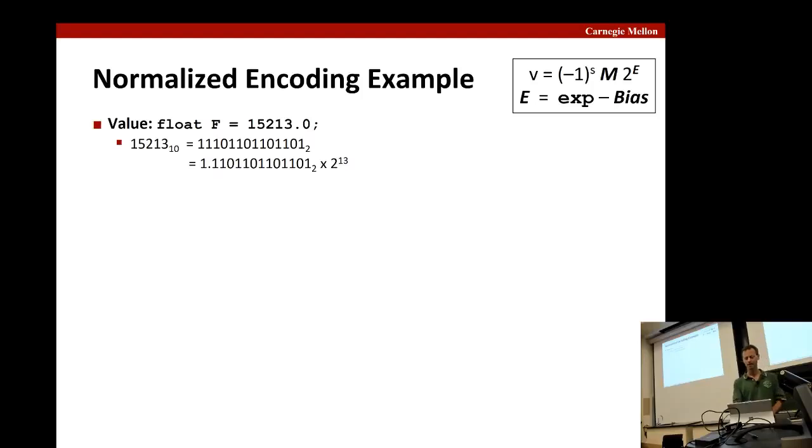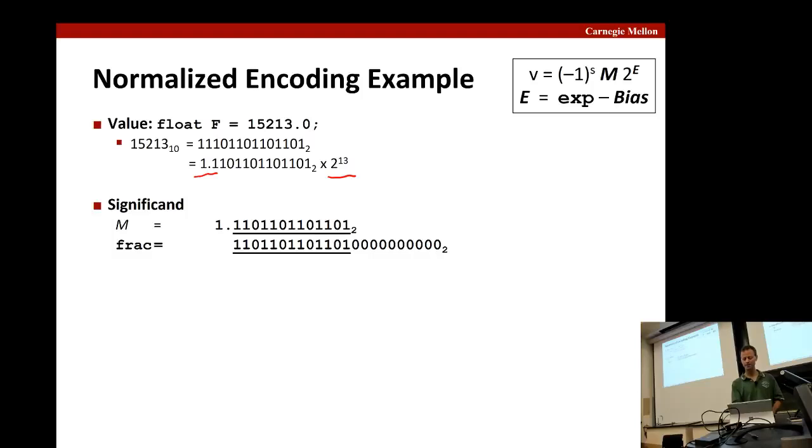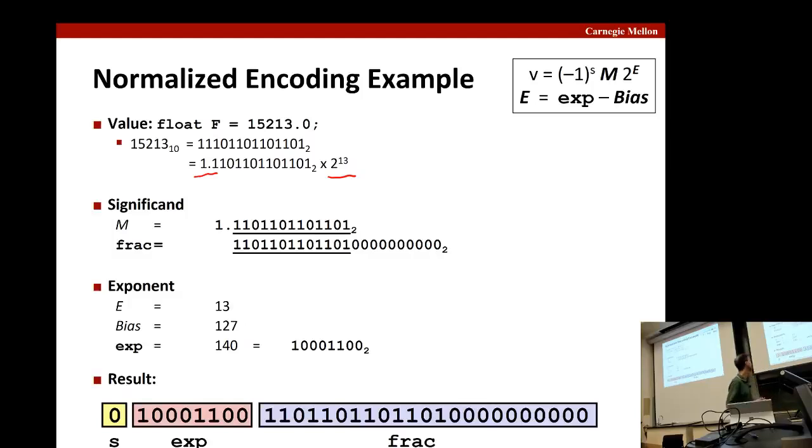if we put it in the form where you have a 1 followed by a dot, then the power you need for that is 13, so it's 2 to the 13th. All the rest of the bits become part of the fraction, and it turns out we have more bits than we need, so we pad out with zeros. The exponent goal is 13, but we want that to be the result after we subtract off the bias, so we have to add the bias to get the proper bits to put in there. That's 140, which is represented as shown, and so the end result looks like this.